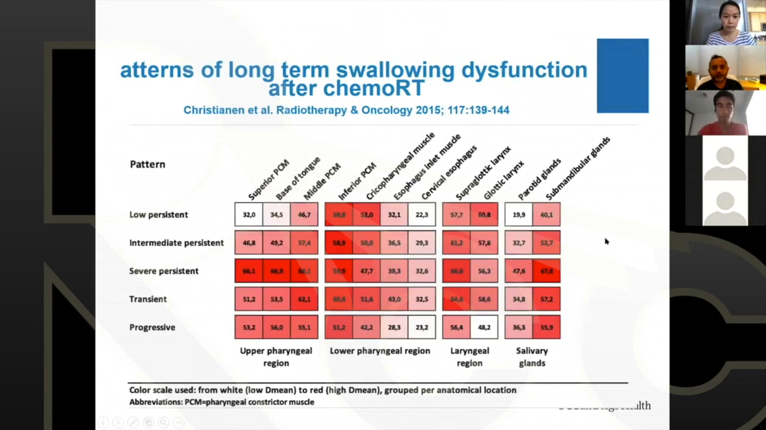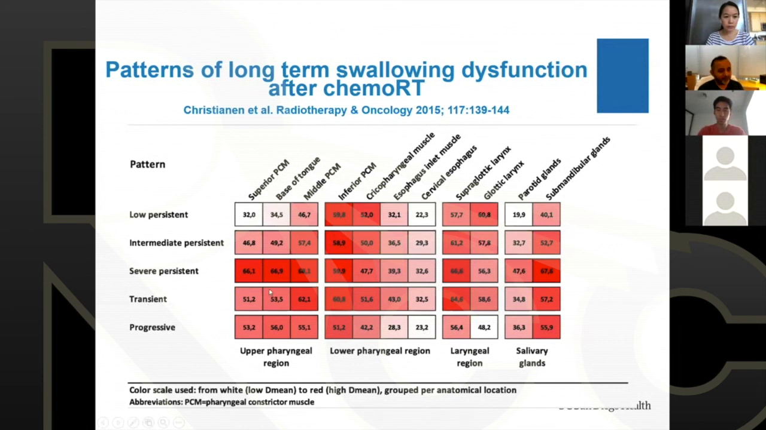So I wanted to show you some data. This is this Danish data, which I find very, very intriguing. What they did was they looked at pattern of swallowing dysfunction in patients. And they divided it into these 5 groups of patients. Patients that have low persistent dysphagia post-treatment. And these are all long-term swallowing, by the way. Patients that have intermittent persistent symptoms, patients that have severe symptoms, patients that have transient symptoms, and patients that have progressive symptoms. And then here are all the organs that they track mean dose to.